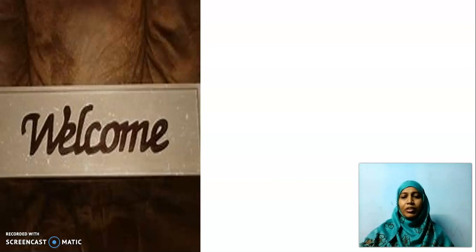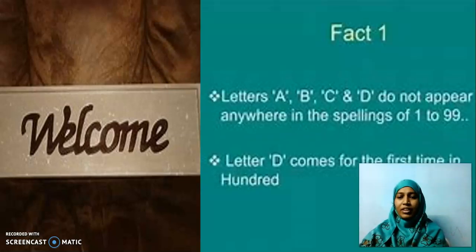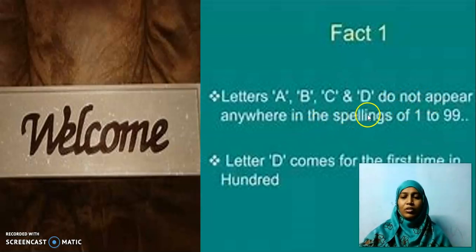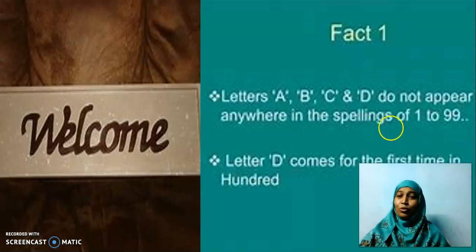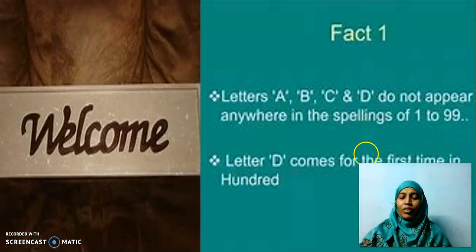Before getting into that chapter, let us see a fact. Letters A, B, C and D do not appear anywhere in the spellings of 1 to 99. I think now you will start thinking: one, two... Nowhere do these four letters appear. The letter D comes for the first time in 100, D-R-E-D. Isn't it very special? Yes, sir.